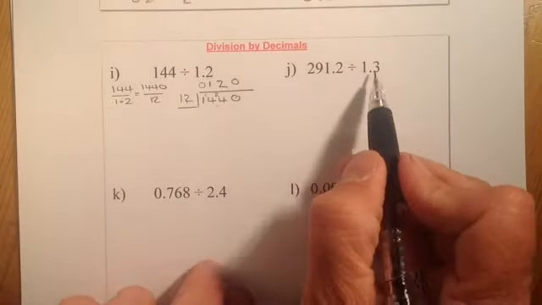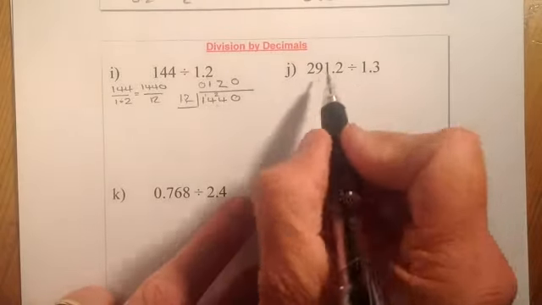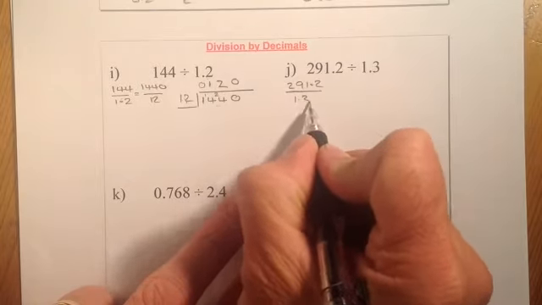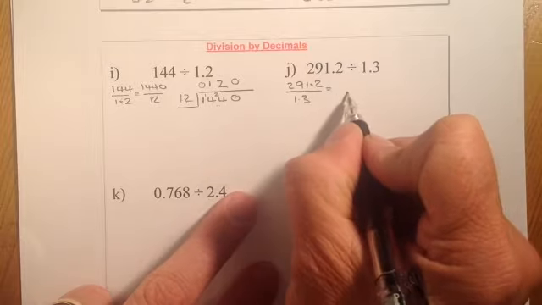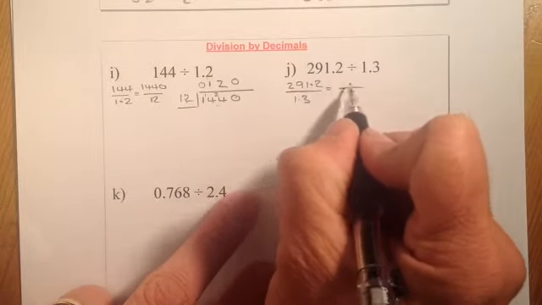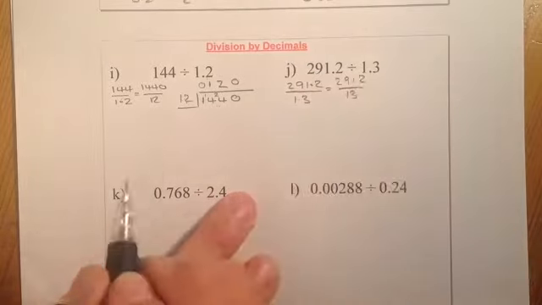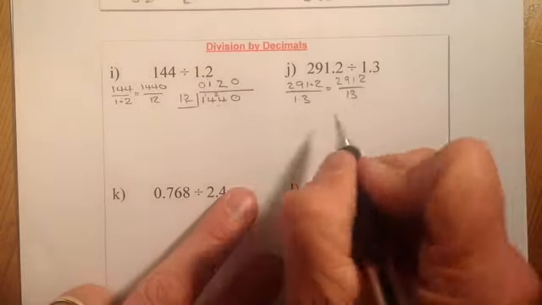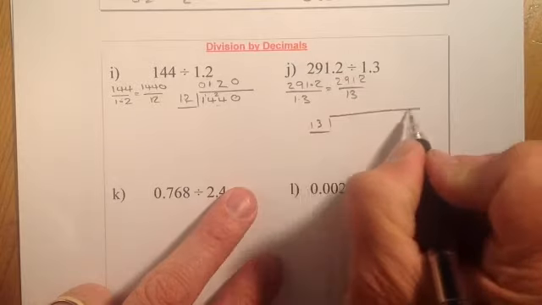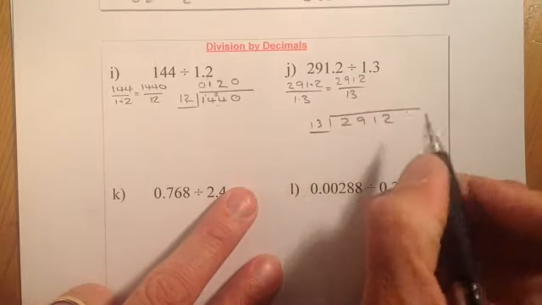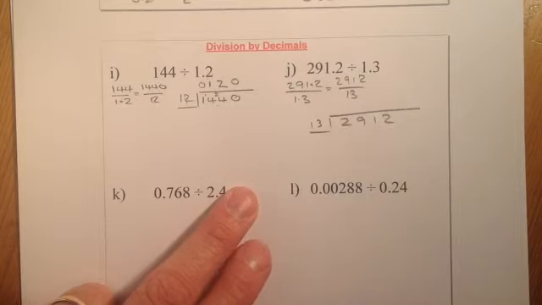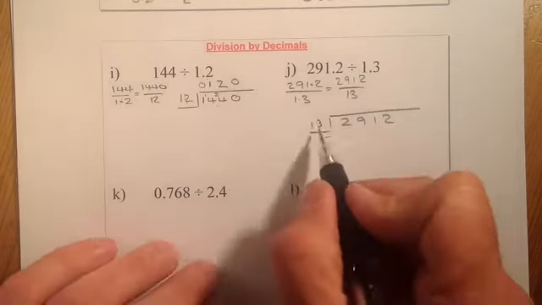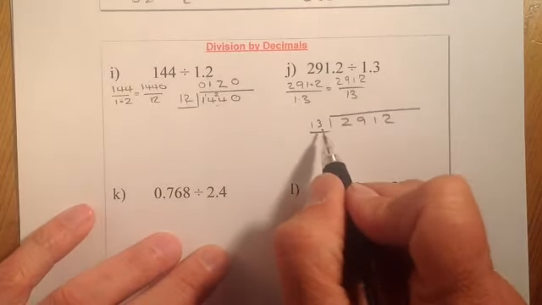Right, so same method I'm going to use here. So what we've got is 291.2 all over 1.3. I'm going to multiply the bottom by 10, I'll get 13, multiply the top, and I get 2912. Right, so I'm going to do the division. So 13 into 2912. I can use my long division technique that I've created the video for earlier, or I can just try and work it through because it's a simpler number.